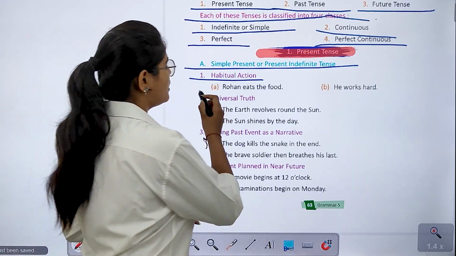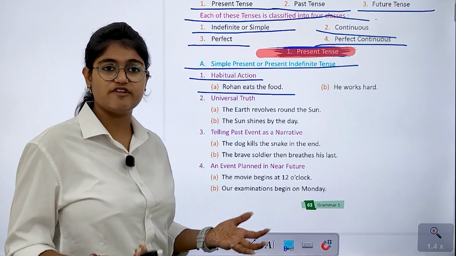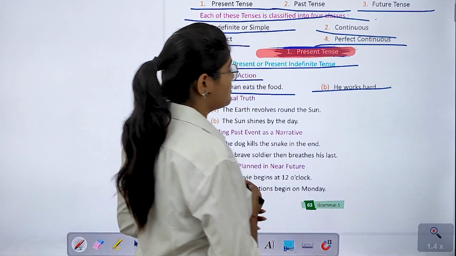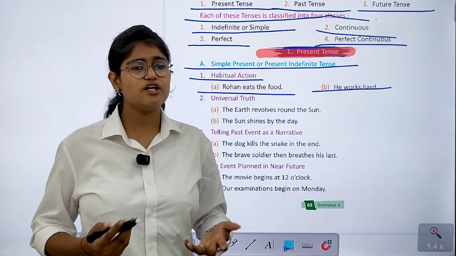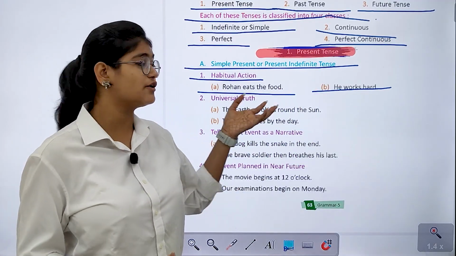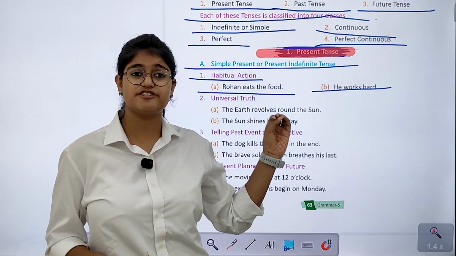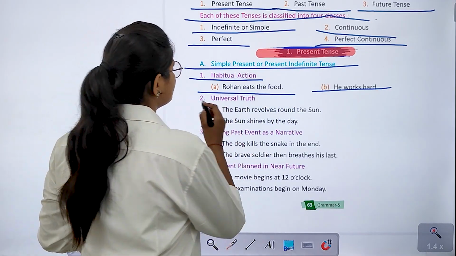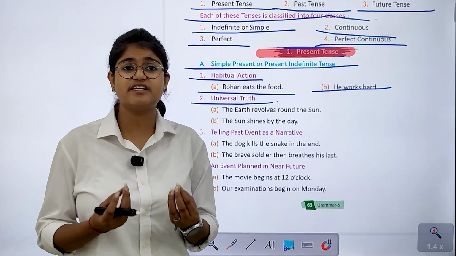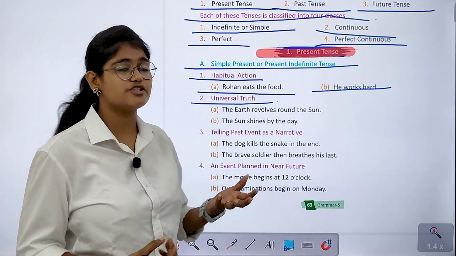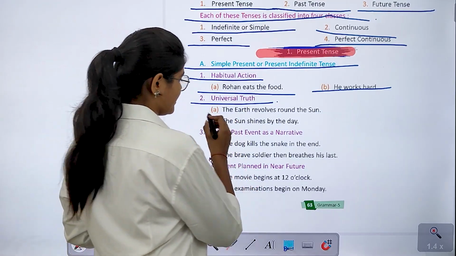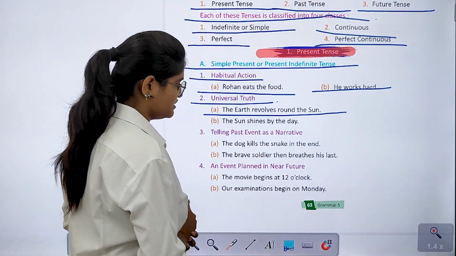So it is like Rohan eats the food. Yes, obviously this is the habit that Rohan eats the food. After that, the next example is he works hard. So we all know that all the habitual things are always denoted in the simple present or present indefinite. The next thing is the universal truth. Anything that is the truth, that is the universal fact, is also counted in simple present or present indefinite tense.